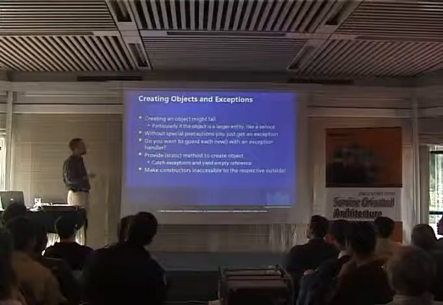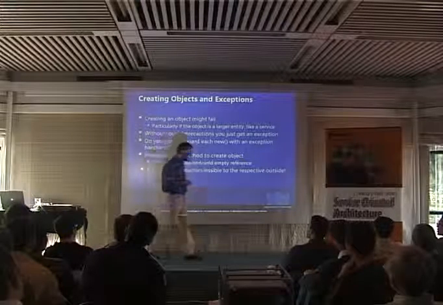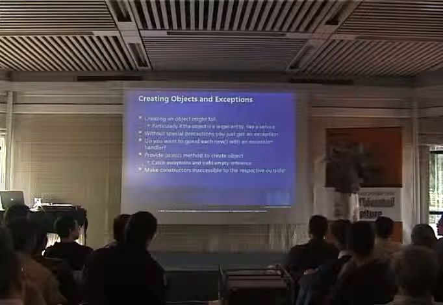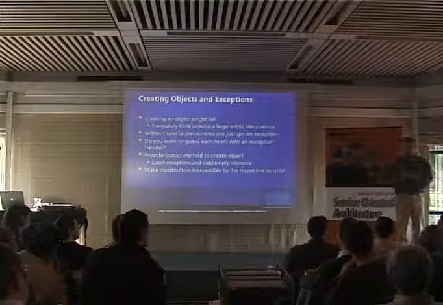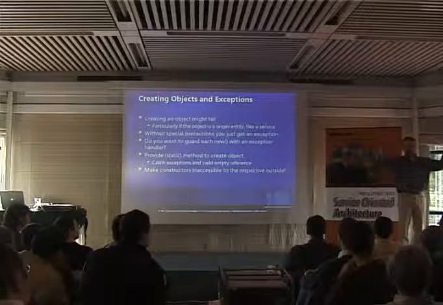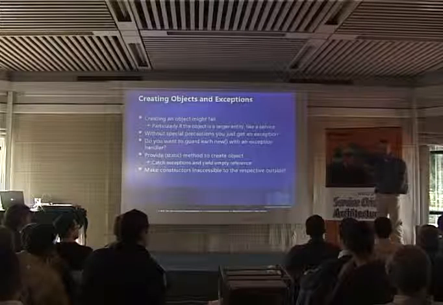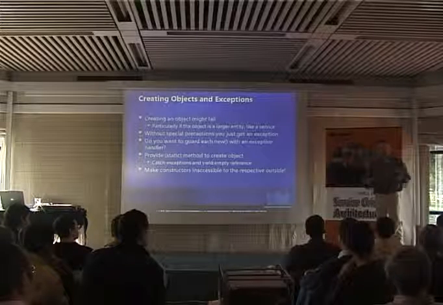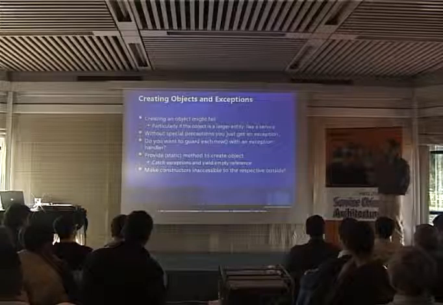Creating objects might fail, especially if this object is a larger entity. Like, for example, I try to create a proxy to a service. That creation might fail if the service is not available. If that service is a local entity, a lot of things are created, a lot of things can go wrong. If this is a remote thing, if the network is not available, if it times out, whatever it is, I get a problem. So creating objects might fail.